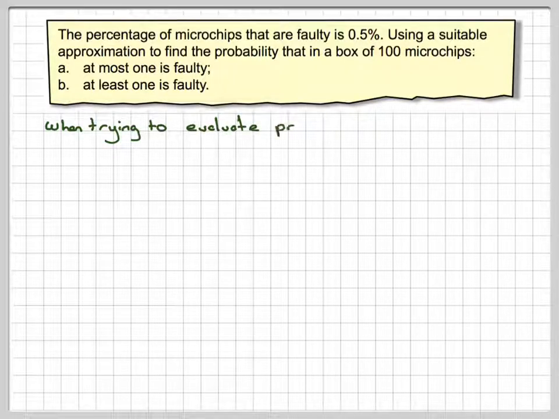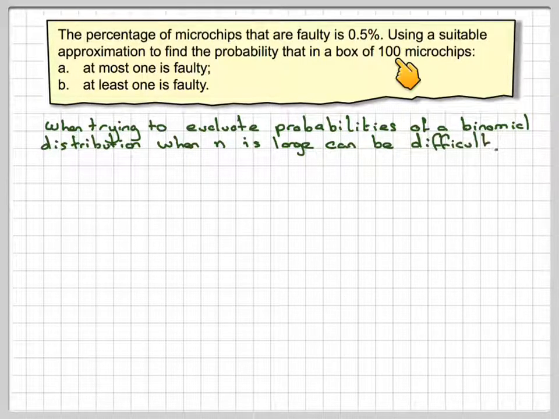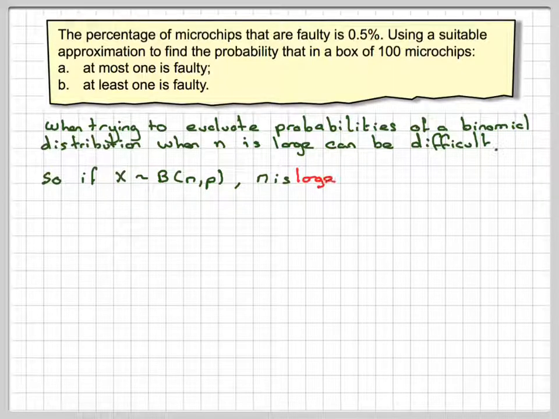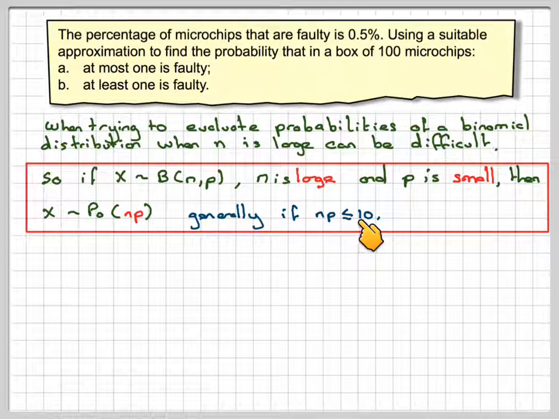Okay, so when trying to evaluate probabilities of a binomial distribution when n is large, and we do have n larger than 100, it can be difficult. So if X is binomially distributed with n and p, and n is large and p is small, now there's some debate of what constitutes large and what constitutes small, but here we have quite a large n and quite a small probability. The probability is 0.0005, then X can be approximated by a Poisson distribution. Remember, lambda stands for the mean of the distribution, so the mean of a binomial distribution is n times p. Generally, if np is less than or equal to 10, it's sort of a rule of thumb.